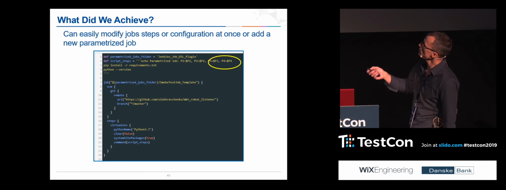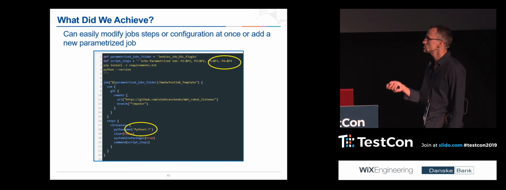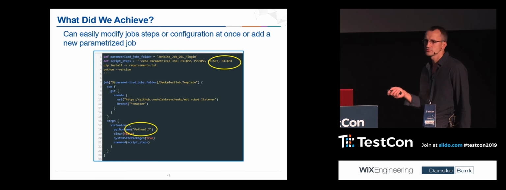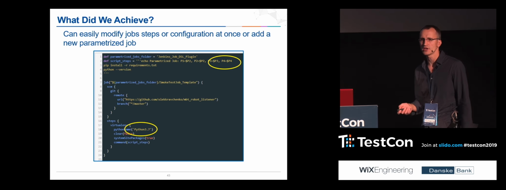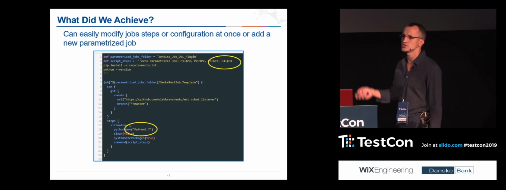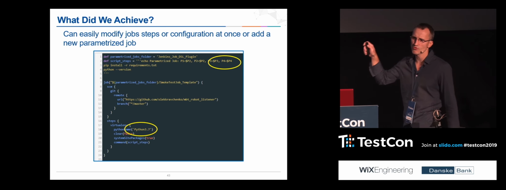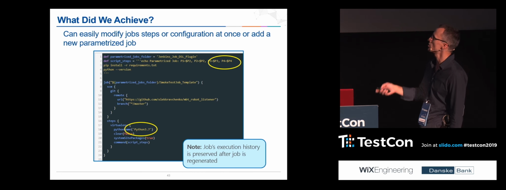For example, we want to add a new parameter here. We just update the steps. And for example, as I mentioned before, I used Python 2.7 and now it's the Python 3 runner, right? So it's only one place where you need to change it. You don't need to click through 100 jobs. You just change it in one place and it works.